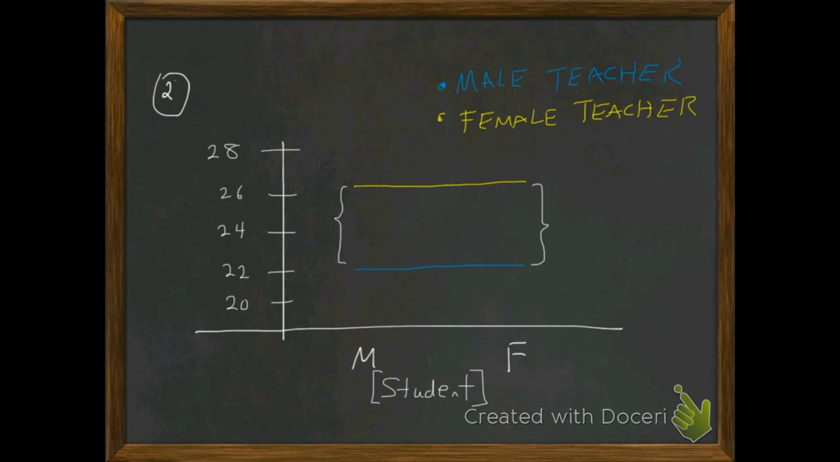However, the average of this line right here is 26. The average of this line right here is 22. Showing us again more of a difference of more than 2 units between the male and the female teachers.